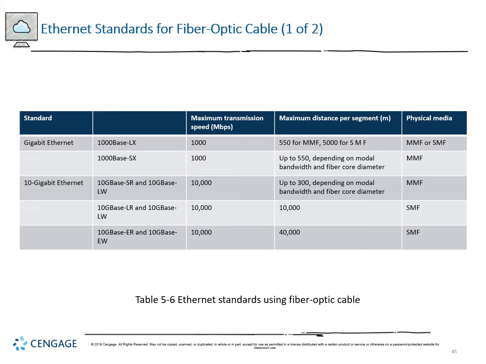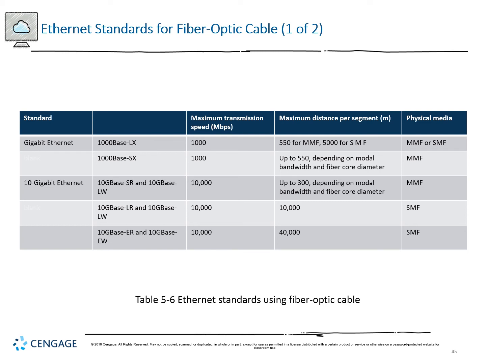So here we see some different standards using fiber optic. Gigabit comes in as 1000BASE-LX or SX, comes up to 1000 megabits per second, and can run either single or multi-mode if we're talking about LX, or only multi-mode if we're talking about SX. 550 meters in length for multi-mode, 5,000 for single mode.